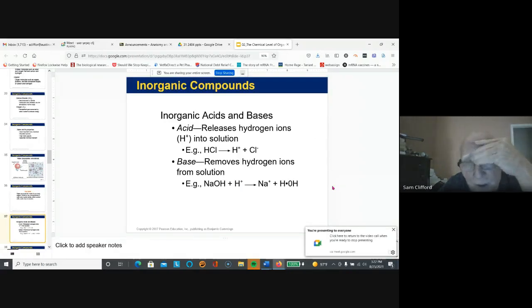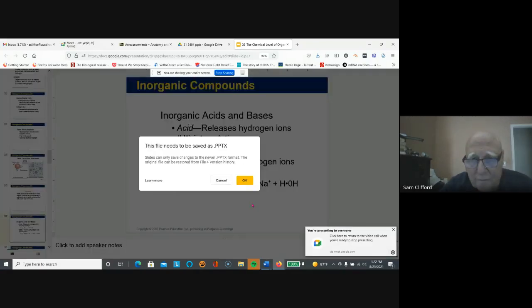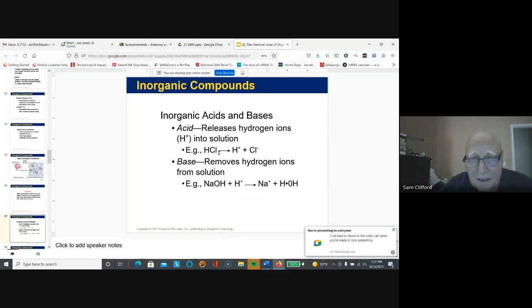So we're going to talk about acids and bases. An acid is a substance that releases hydrogen ions. This is a hydrogen ion right here. This is hydrochloric acid. So when hydrochloric acid dissolves or dissociates in water, it releases hydrogen.